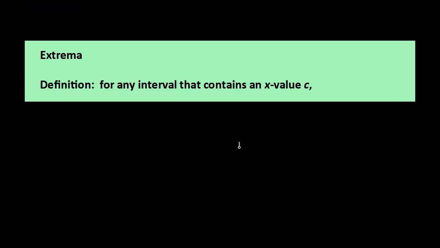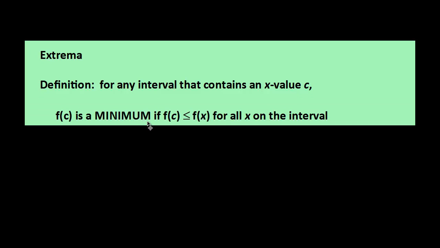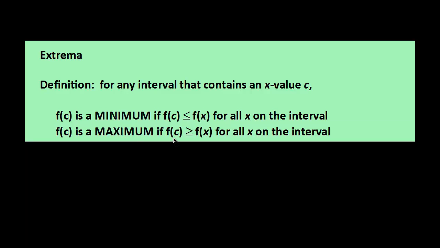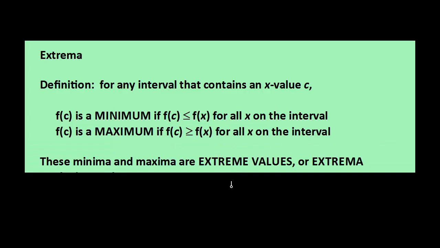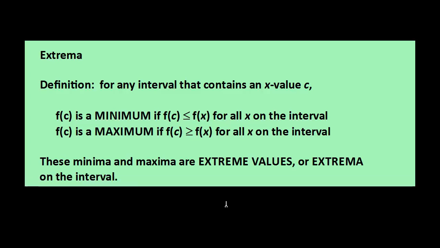So let's give some definition to that word extrema. If we look at any interval that contains an x value that we'll call c, the function is called a minimum if the value of the function is less than all the other values of the function on that interval. It's a maximum if the value of the function is greater than all of the other values of the function on the interval. And we call these minima and maxima the extreme values, or the extrema, over the interval.